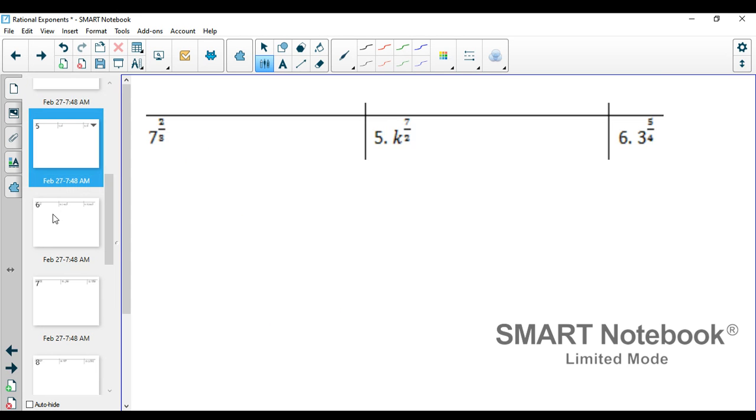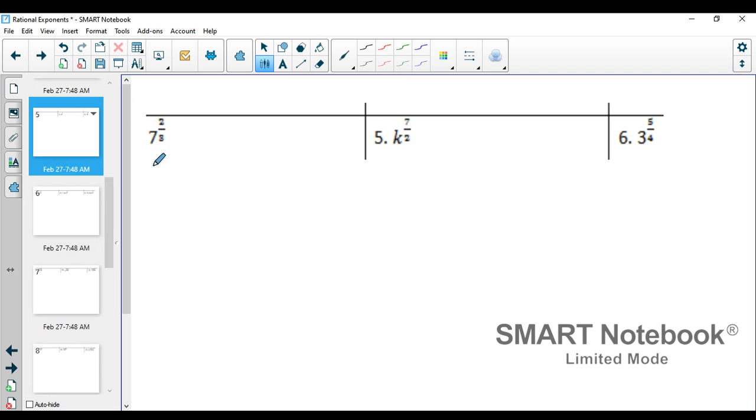All right, so the next several, we're just going to rewrite in the correct form. So we have 7 to the 2/3 power. The numerator, the 2, becomes the exponent, so we have 7 squared. And then the 3 is the index, so we have the cube root of 7 squared. And that's probably about the best radical sign I've ever written in my life. So that's beautiful.